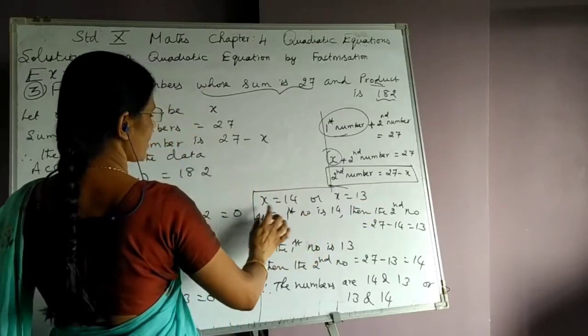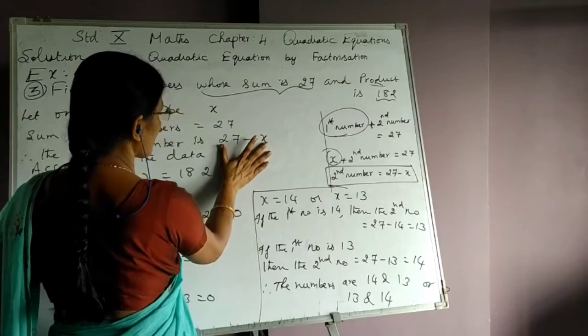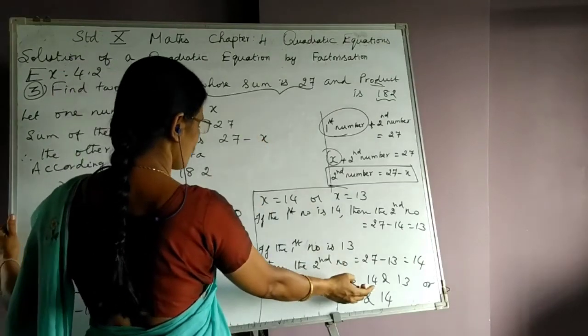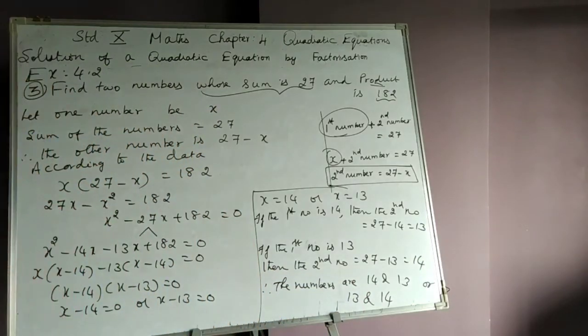So first I have taken x equal to 14. I substituted here, and I got the other number as 13. If I take x equal to 13 here, the other number becomes 14. Therefore, the numbers are either 14 and 13 or 13 and 14.